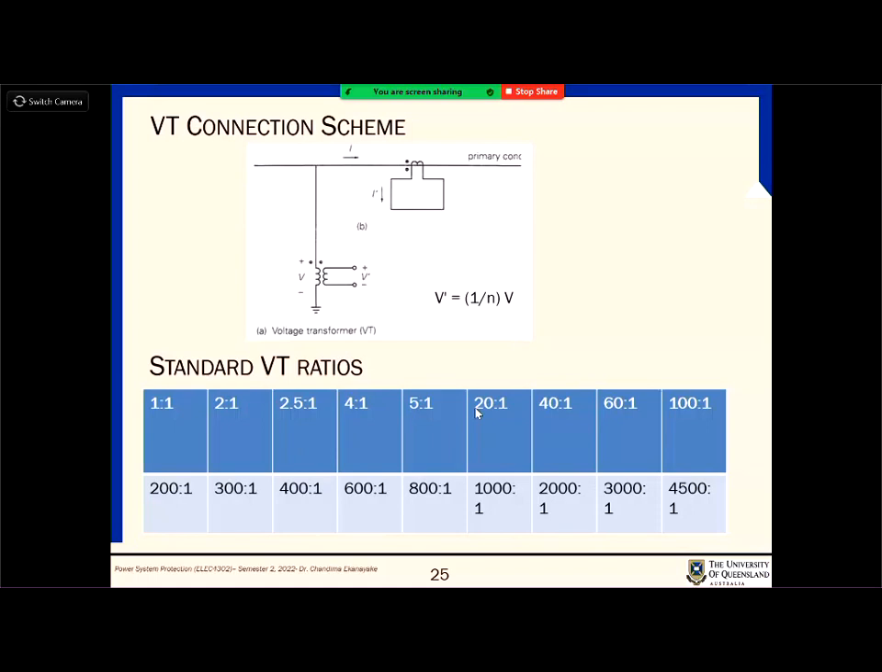Okay, so if you are looking at the standard VTs, again, there are multiple standard VT ratios. You can find it depending on the requirement, right? So all these are from one of the standards. You don't have to decide it by yourself. The standards will give you the available ones, and then in the market you can find different ratios. Depending on the requirement, you need to get it.